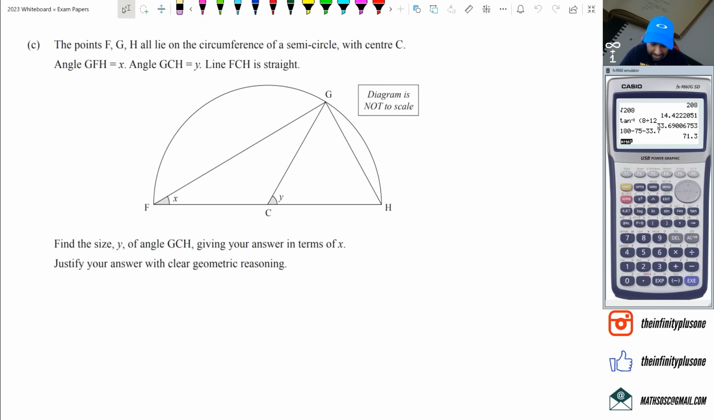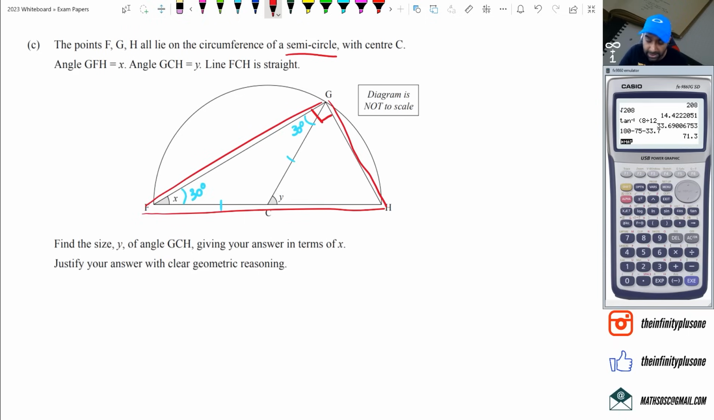So let me give you an example, right? So I'm going to start doing this. Let's say, for example, I call this 30 degrees. If this is 30 degrees, then I know that on the other side, this part is equal to 30 degrees. And the reason it's equal to 30 degrees is because it's base angles of an isosceles triangle. So those two things I know. The next thing is I also know that we've got a semicircle here. Because we've got a semicircle here, I know that this angle for this triangle FGH is going to be 90 degrees.